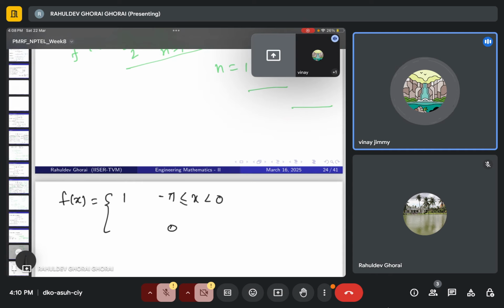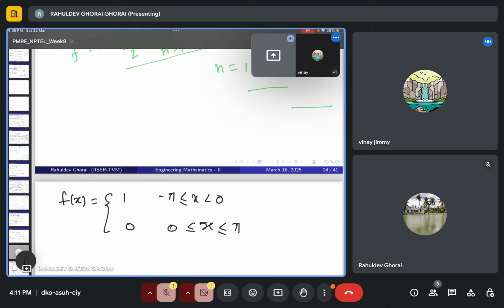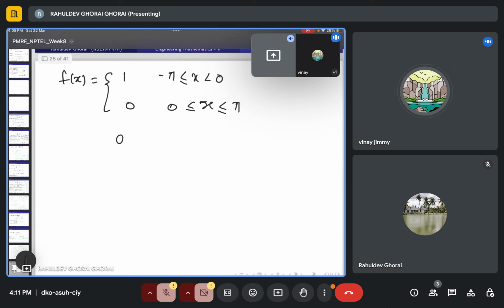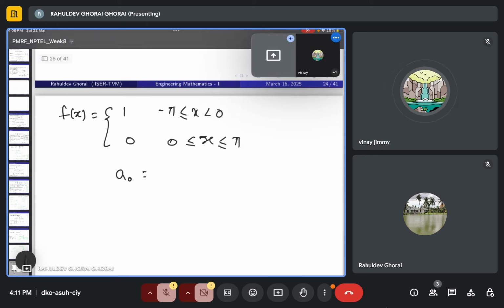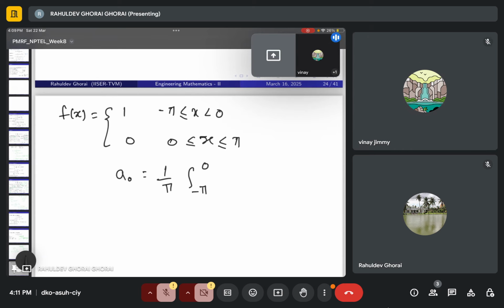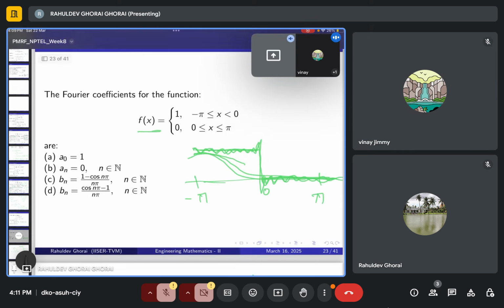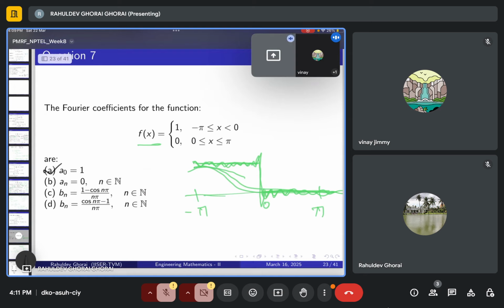Sir, a naught is 1. Yes, a naught is 1. A naught will be 1 over pi, right? Integral from minus pi to pi, minus pi to 0, of 1 dx, right? Yeah, you are correct. A naught should be 1.